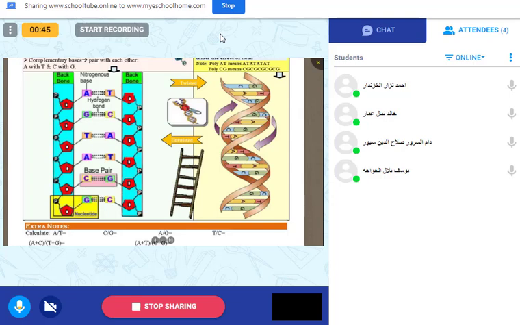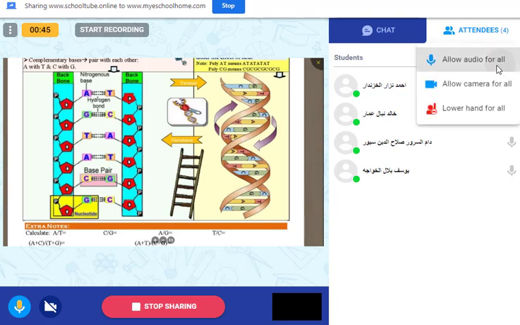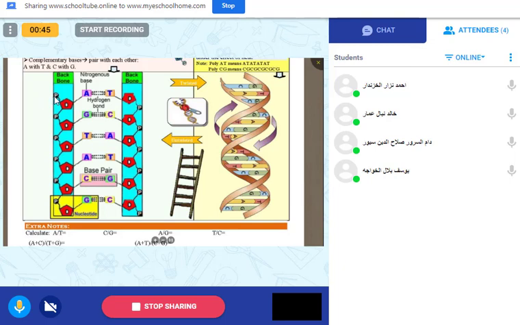Okay, now if we go back again to the structure of the DNA, we can see that the DNA is made of two strands or two backbones. Each backbone is made of a group of nucleotides. The nucleotide is made of phosphoric acid with a sugar called deoxyribose plus a nitrogenous base. And then we said we have four types of nitrogenous bases: T, A, C, G, thymine, adenine, cytosine, and guanine.